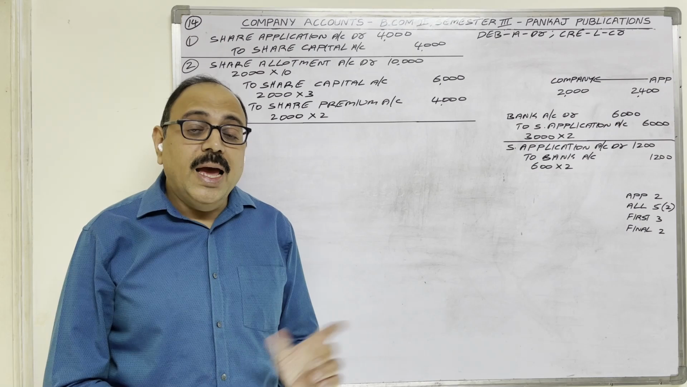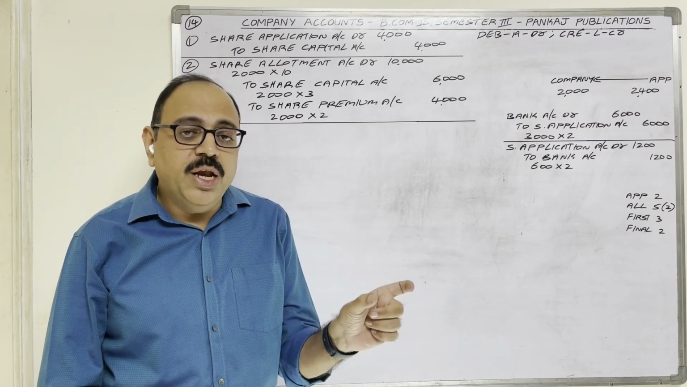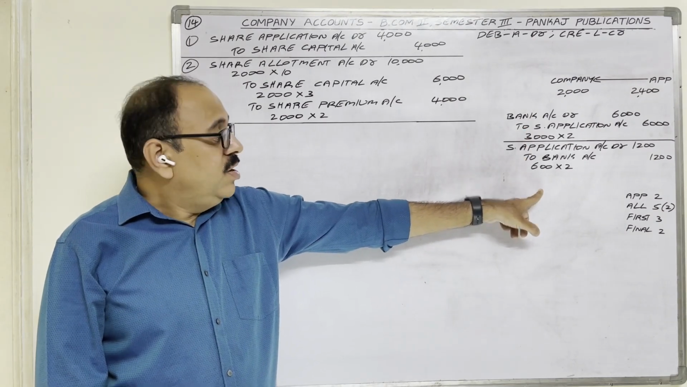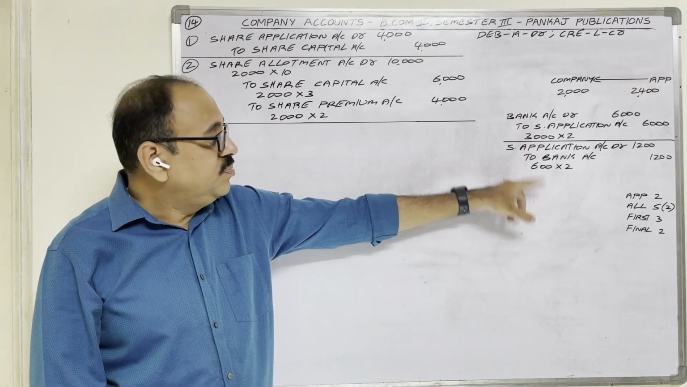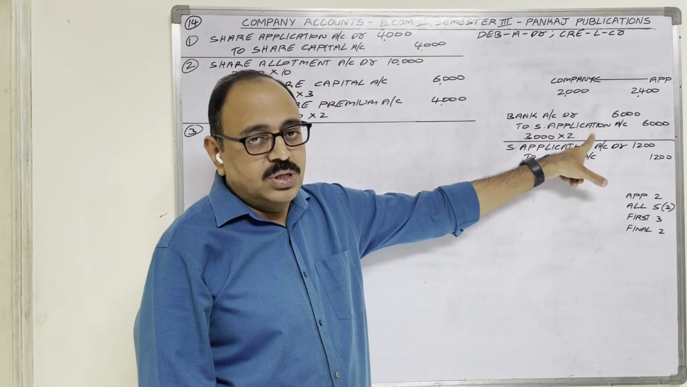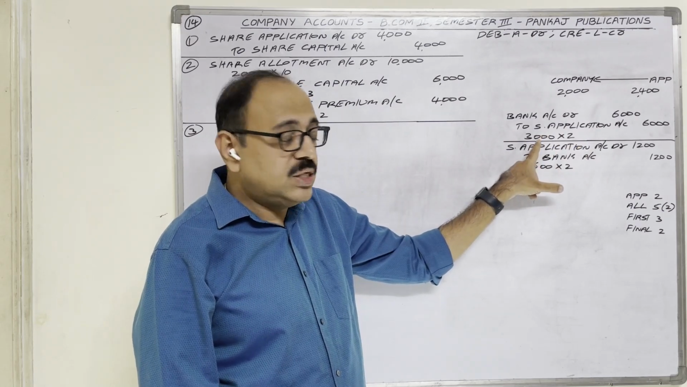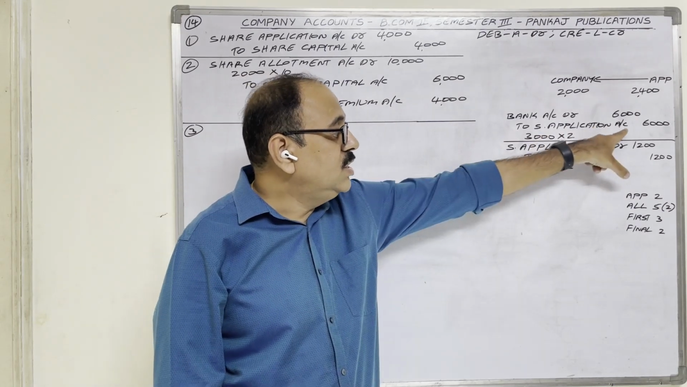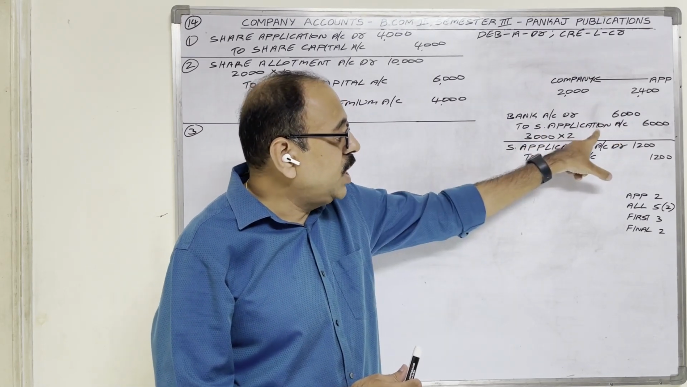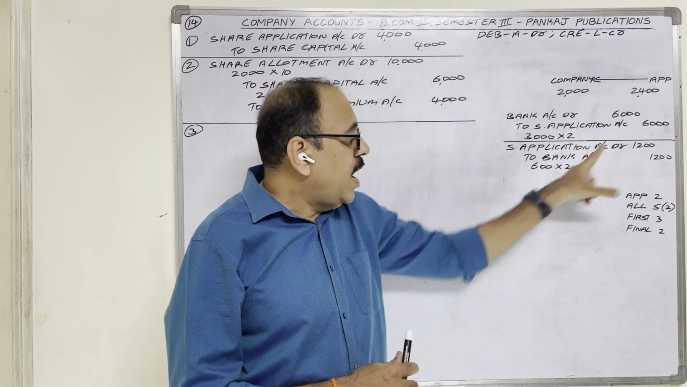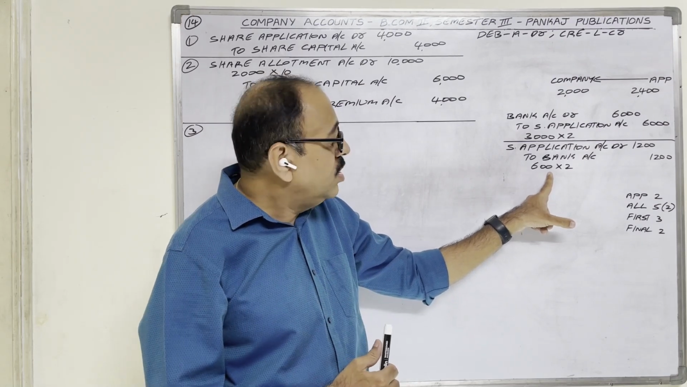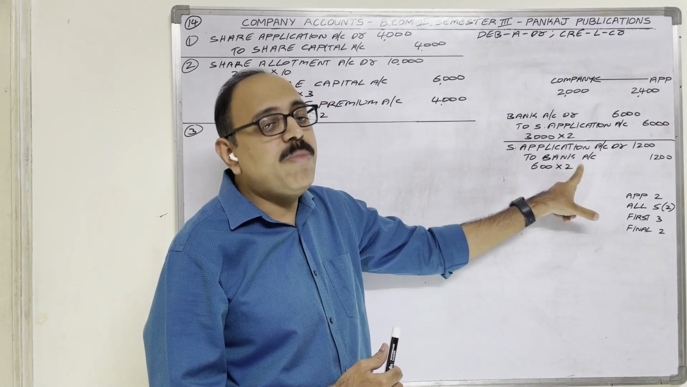Next entry is for adjusting application excess money for allotment. See, application entries once we recollect. When money is coming on application, these two entries we wrote. So bank account debit to share application account. Public applied for 3,000 shares at the rate of 2 rupees each. 6,000 is coming from public for application. So share application account is created with 6,000. And immediately on 600 shares, company returned this application money. For that entry is share application account debit to bank account.